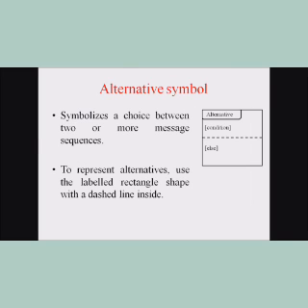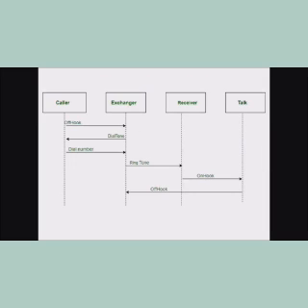So my dear students, let us consider the next symbol, the alternative symbol. The alternative symbol symbolizes a choice between two or more message sequences. To represent the alternative, we use a labeled rectangular shape with a dashed line inside. This dashed line represents the if-else condition, an alternate choice between two or more available procedures. So it is represented by a rectangular symbol with a label as well as a dotted line in the center of the rectangle.